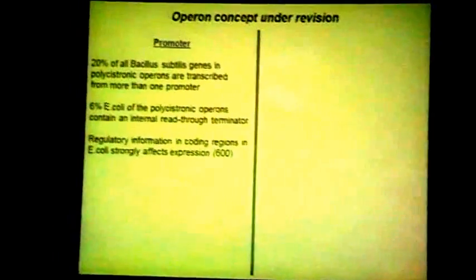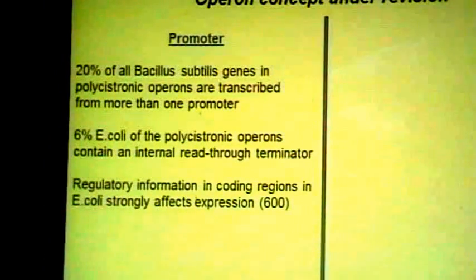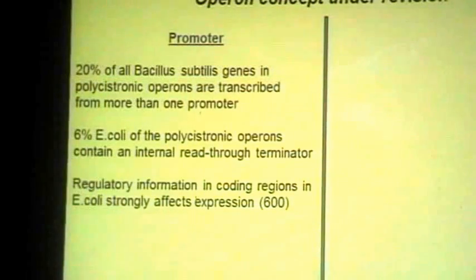So let's start. Promoter. A lot of genes are transcribed, it's very frequent, from more than one promoter. A lot of times we see this read-through termination signal, and a lot of times we see that regulatory information encoded in genes can affect transcription and the quantity of mRNA. For example, you have similar promoters. You take your promoter, you put in a list of genes, and you can see that by varying genes, you have different quantities of mRNA. So information in the coding part of the genes by itself strongly affects transcription.